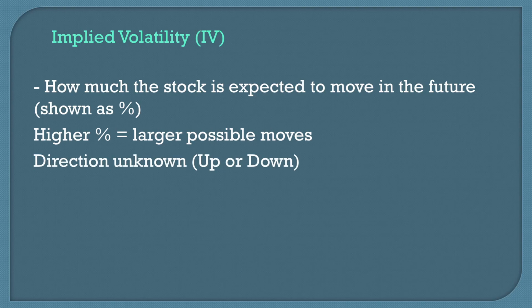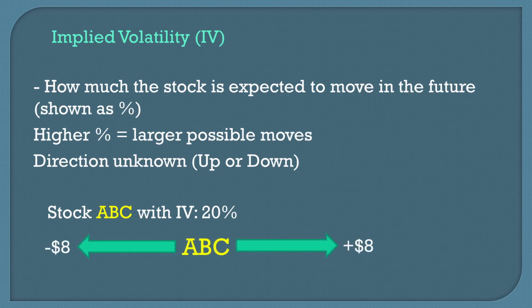For example, if you have a stock ABC with an implied volatility of 20%, if a 20% implied volatility equals an $8 move, this means at the current price, ABC can either gain $8 or lose $8. So we see that IV tells you to expect a move, but it can't tell you which direction it will happen, and it can't guarantee the size of the actual move.